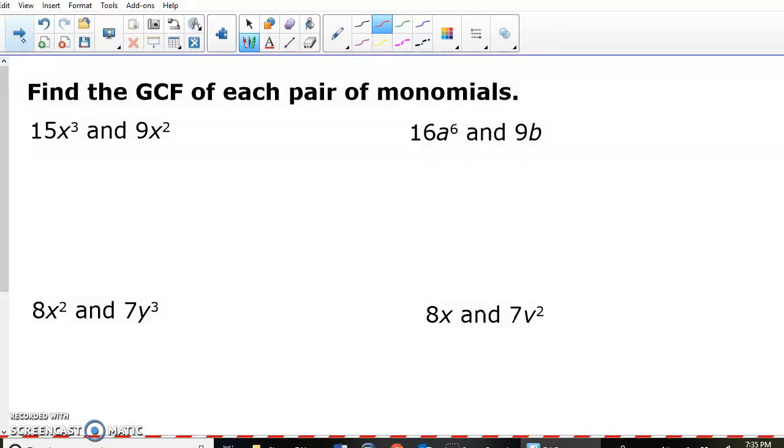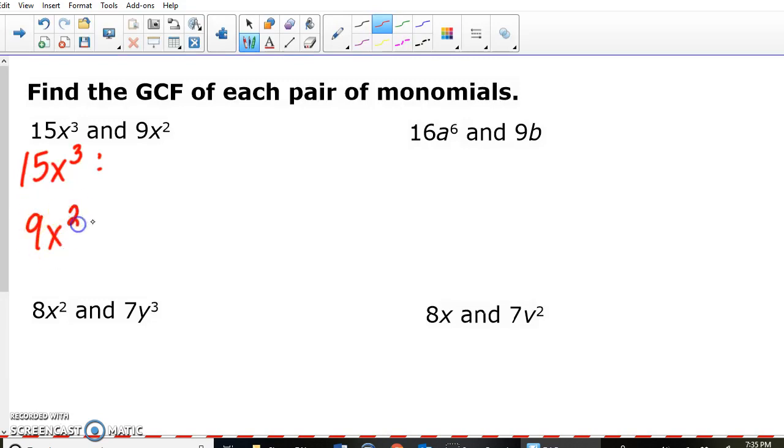Okay, and then the final skill we're going to go over today is finding the GCF of monomials. So remember from last chapter that a monomial is just one term, and it all has multiplication in between each of the different numbers and variables that have to do with it. So we're going to start by doing something similar to what we did. We're going to list out the prime factorization for each one.